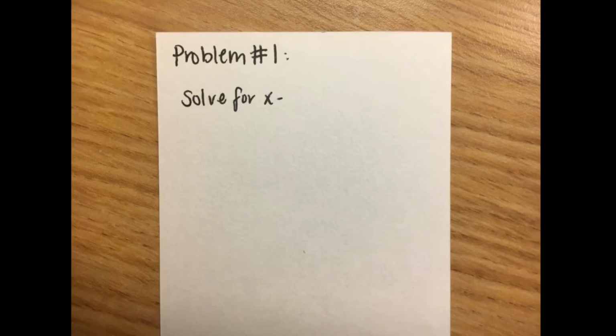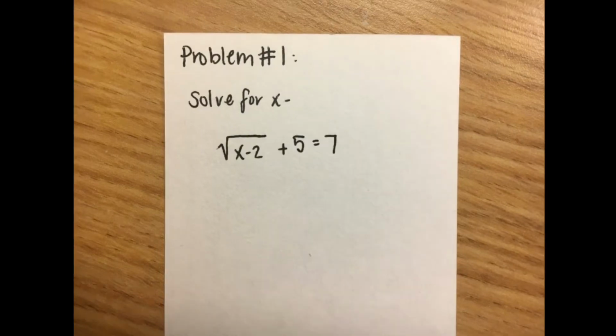So this is video discussion 2 for Math 108. For problem number 1, we have been tasked with solving for x given the equation the square root of x minus 2 plus 5 equals 7.